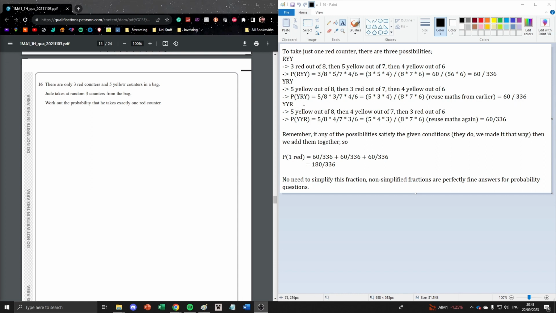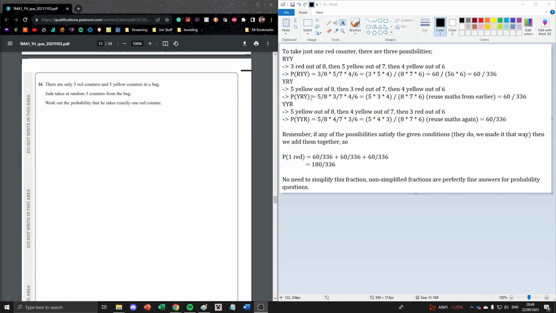You might be about to spot the pattern now. 5 over 8. Then 4 over 7, obviously, still yellow. And then finally for the red, 3 over 6. So 5 times 4 times 3 over 8 times 7 times 6. Again, this is the same multiplication because it doesn't matter what order multiplication is done in. So 60 over 336 once again.